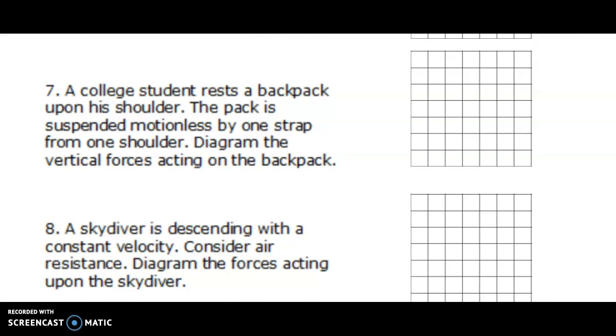College student rests a backpack upon his shoulder. The pack is suspended motionless by 1 strap. Diagram the vertical forces acting on the backpack. Maybe it's got a lot of stuff in it, force of gravity, and since it's coming from a strap, I'll call it tension, same size.